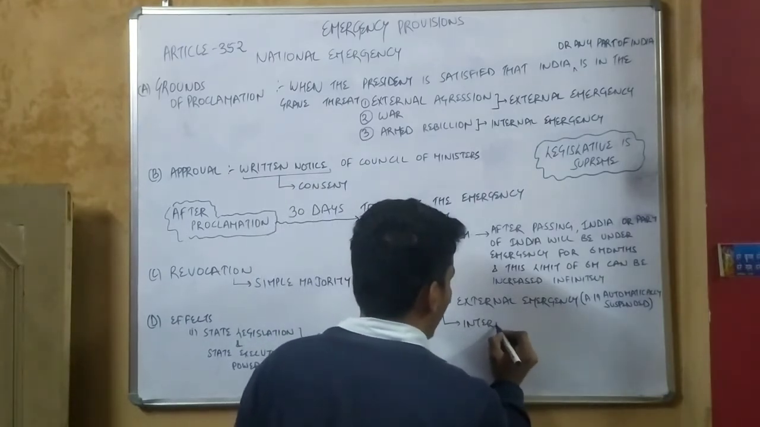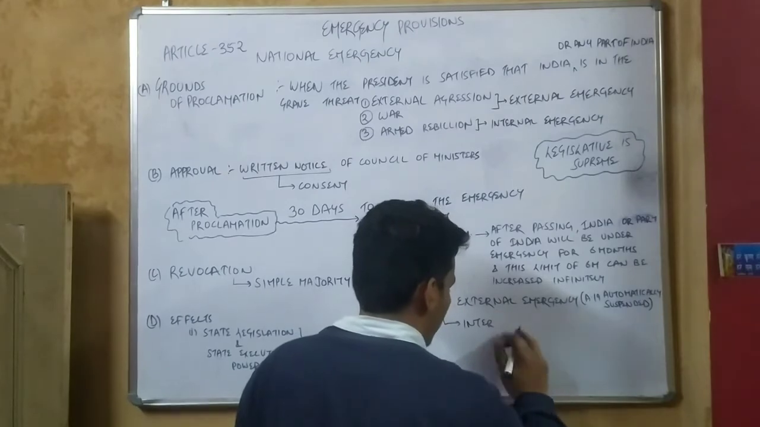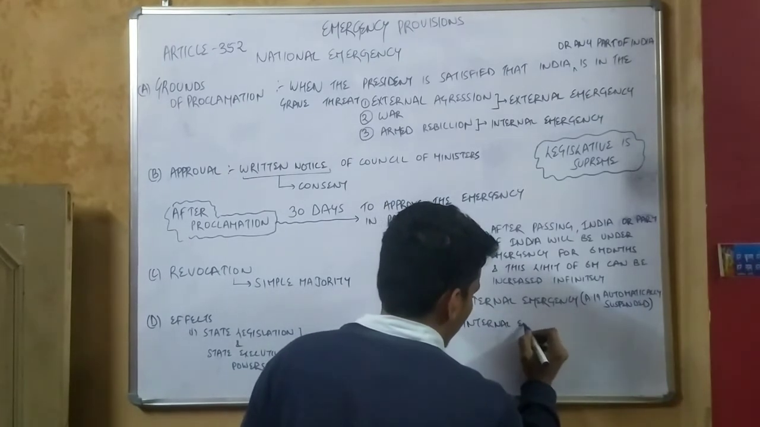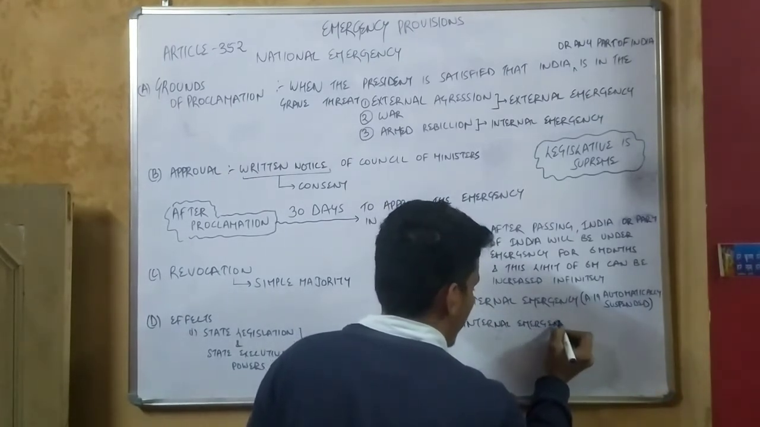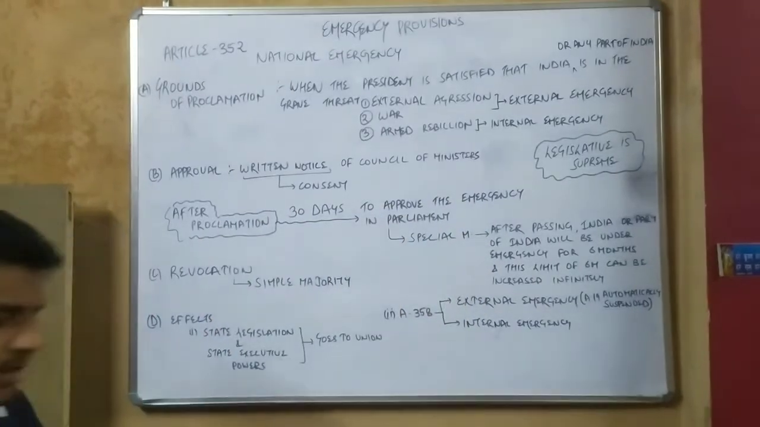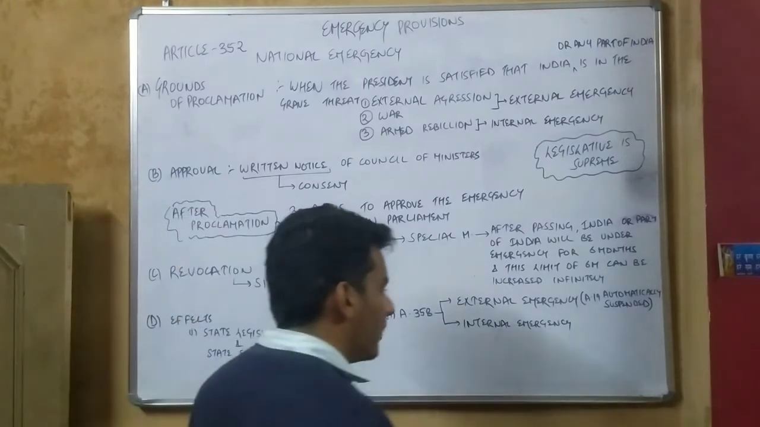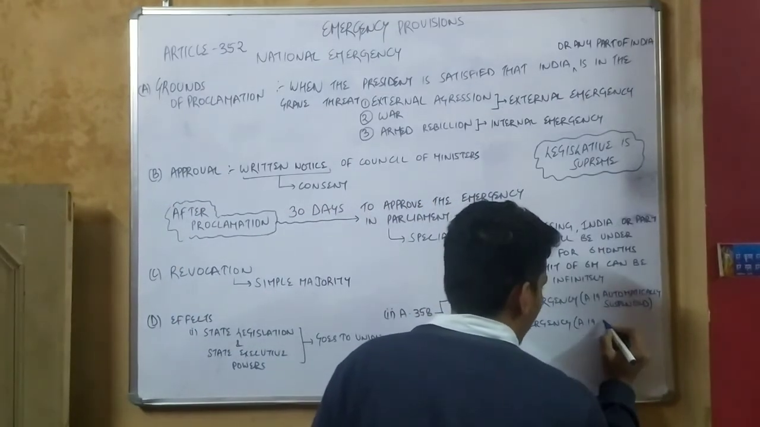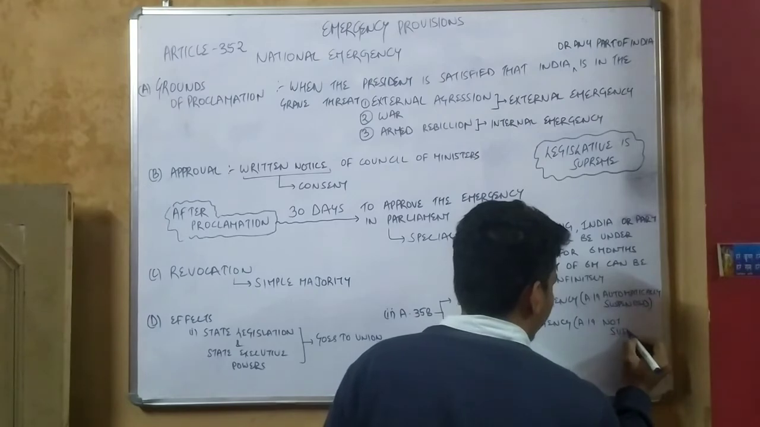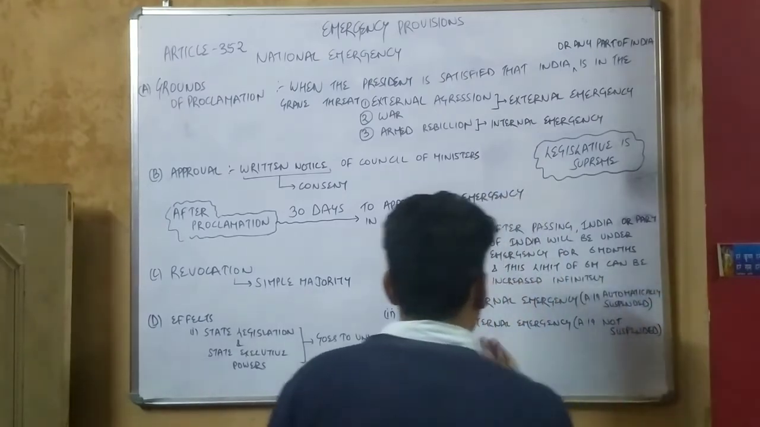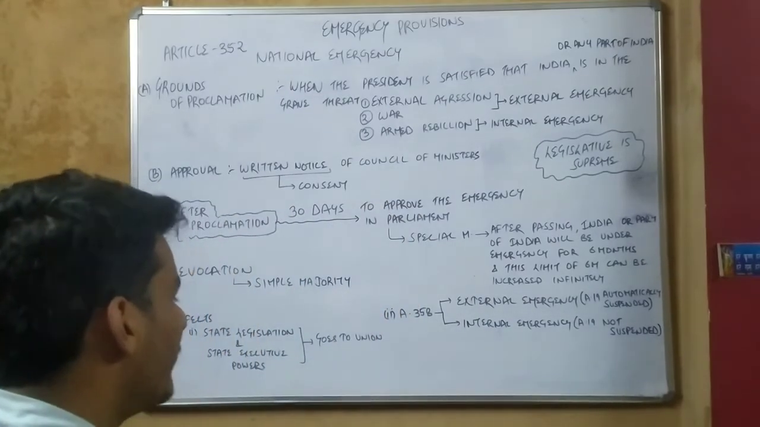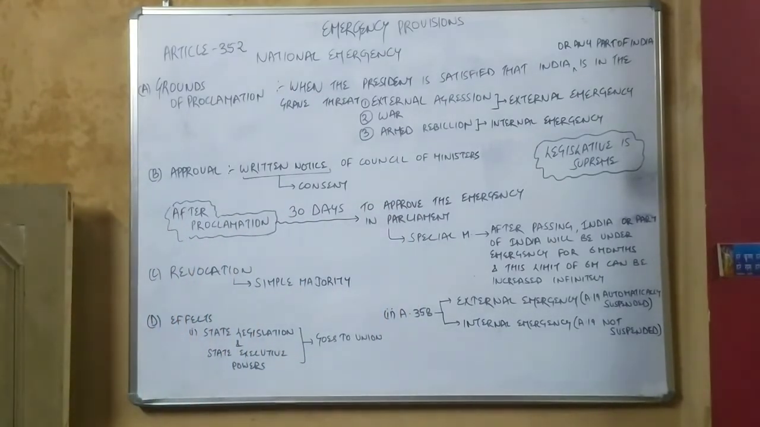If we talk about internal emergency, what happens to Article 19? Article 19 does not get suspended. Article 19 is not suspended. So in the condition of civil unrest, that is armed rebellion, there is no suspension of Article 19.